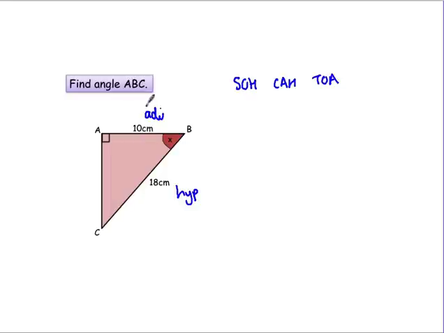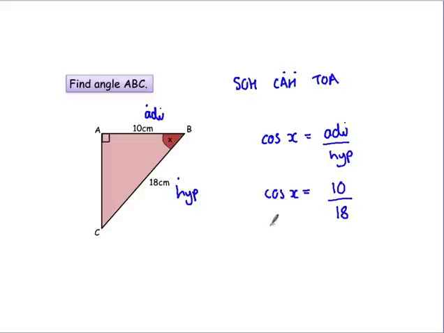So I've got A and H. A and H appear in the cosine. So I've got cosine of the angle x equals the adjacent over the hypotenuse. So I'm now going to stick the numbers in for the adjacent and the hypotenuse. So I've got 10 for the adjacent and 18 for the hypotenuse. So I've got the cosine of x equals 10 over 18.